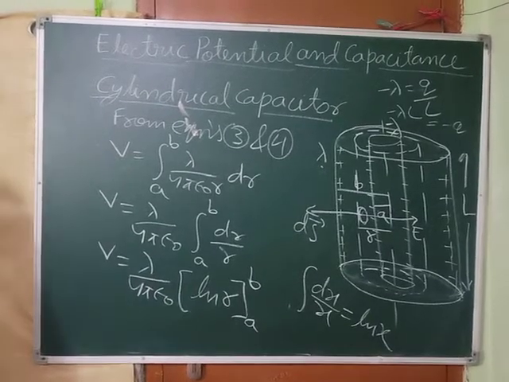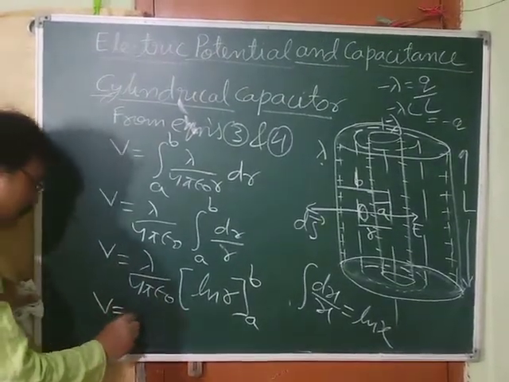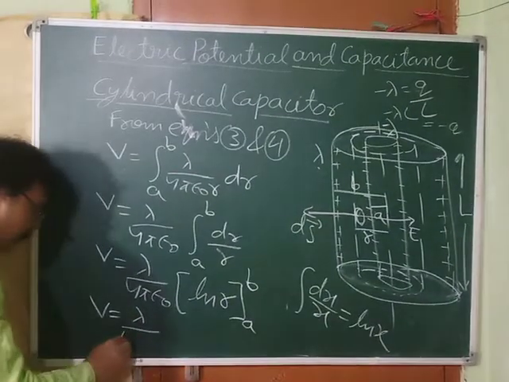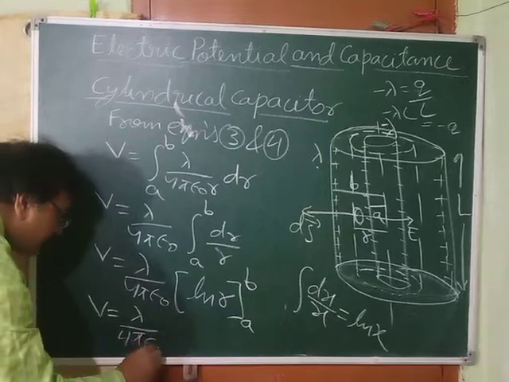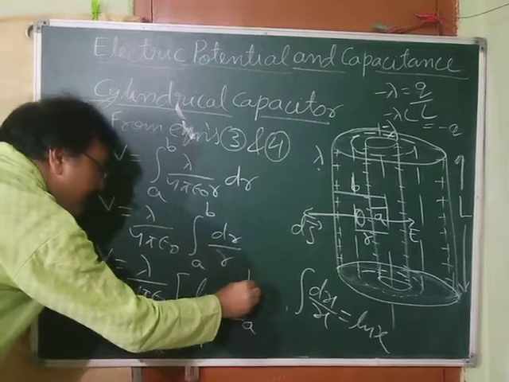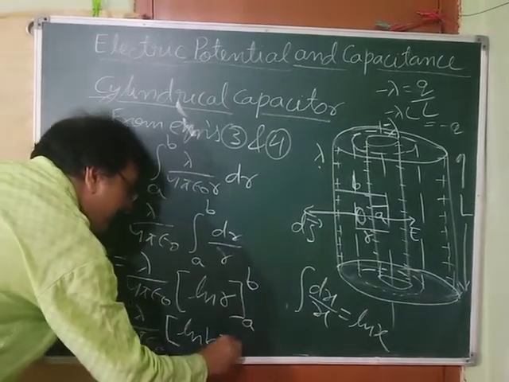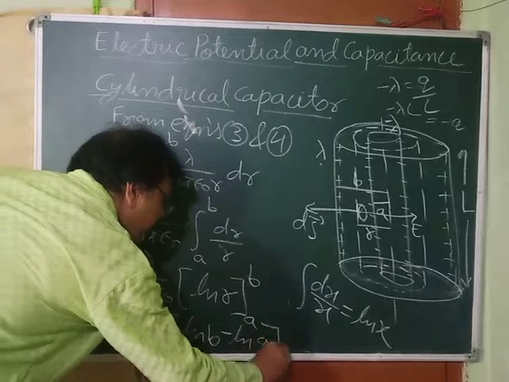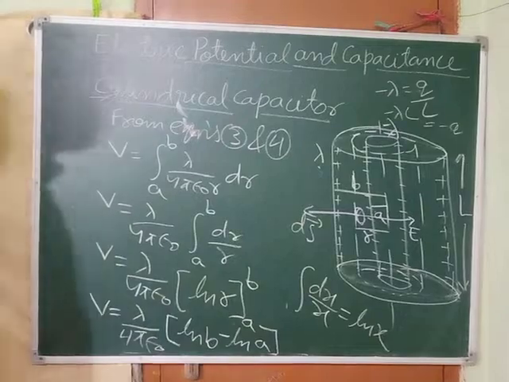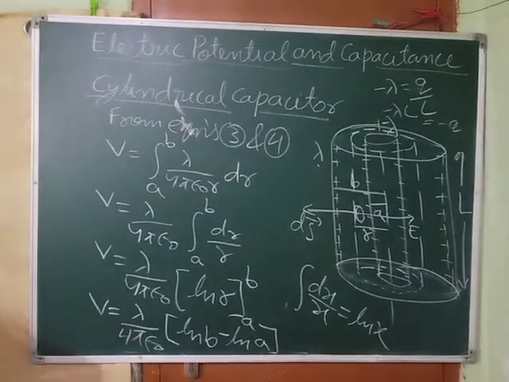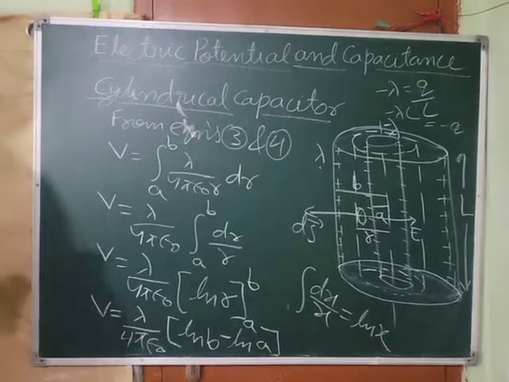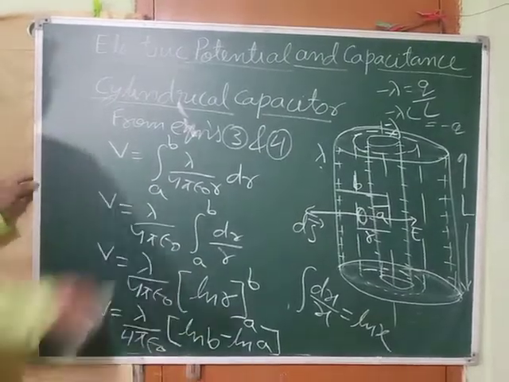Now we can put the limit. So V is equal to lambda by 2 pi epsilon naught. Here we can write ln, the value of R we will put first B, then minus sign, then ln A. First the upper limit, then minus sign, then we put the lower limit. So we have got V is equal to this. Note it down. Noted. Now I'm going to rub the upper part for you.